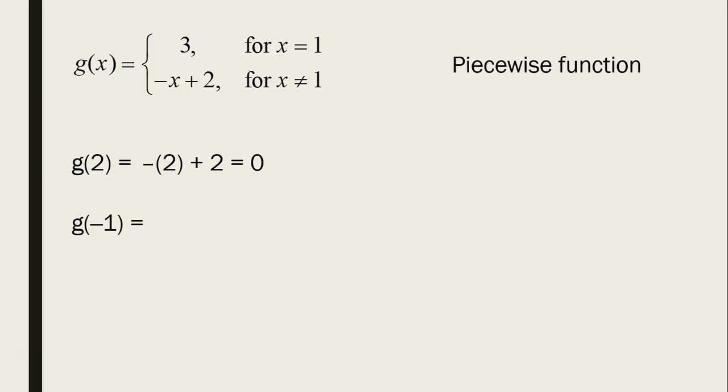How about g of -1? Well, -1 is not equal to 1, so once again we're going to use the bottom part of this piecewise function definition. So g of -1 is -1 plus 2, which is +3. How about g of 1? Well, 1 is equal to 1, so we're going to use the top part of this. G of 1 is equal to 3.